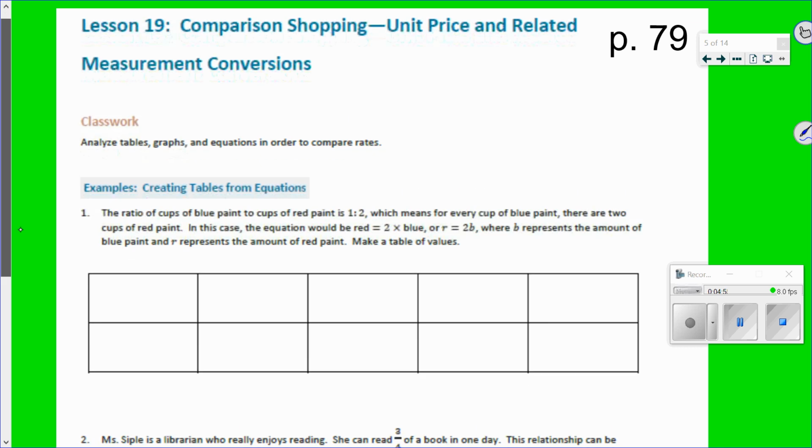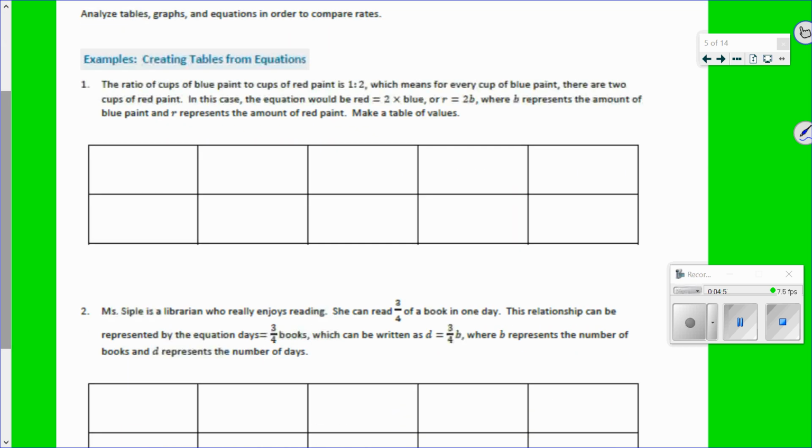open up to page 79 in your modules. Page 79 in your modules. Guys, make sure you're looking at the top numbers. You want 1 because we're in module 2, not 2 or 3. I've seen people that are flipping to the wrong sections.